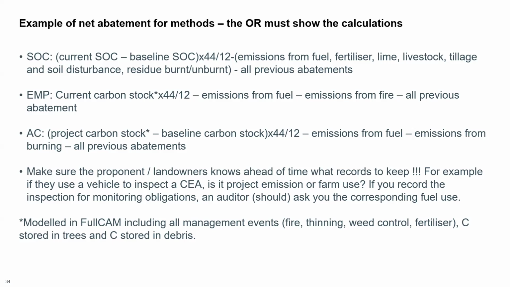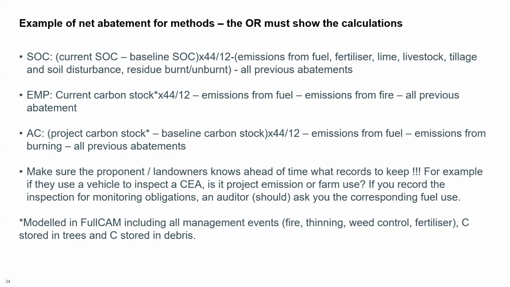So that can be quite a bit depending on what you're doing, including all residue for cropping, for example, and the proportion that you burn versus unburned residue left to decompose on the CEA, right? EMP, a lot easier. It's your current carbon stock calculated by FullCAM, after you've included all the events like thinning, fire, etc., minus the emission from fuel or associated with the project, only fuel, emissions from fire, and minus all emissions also. Avoided clearing, same thing, carbon stock calculated by FullCAM minus emissions from fuel and fire.